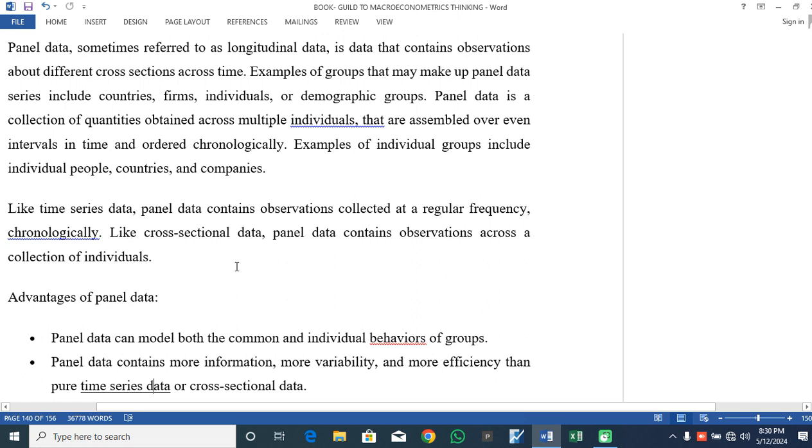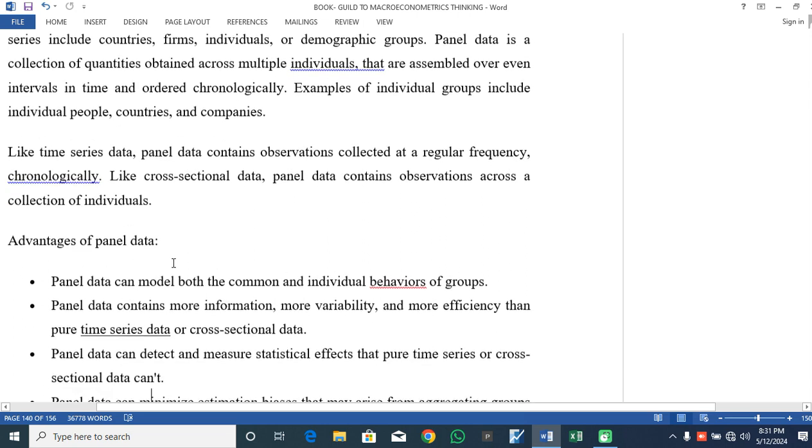But the dynamics of panel data regression is premised on the fact that panel data analysis combines the time series data and the cross-section data in its estimation procedures. And this is the novelty of the panel data regression.